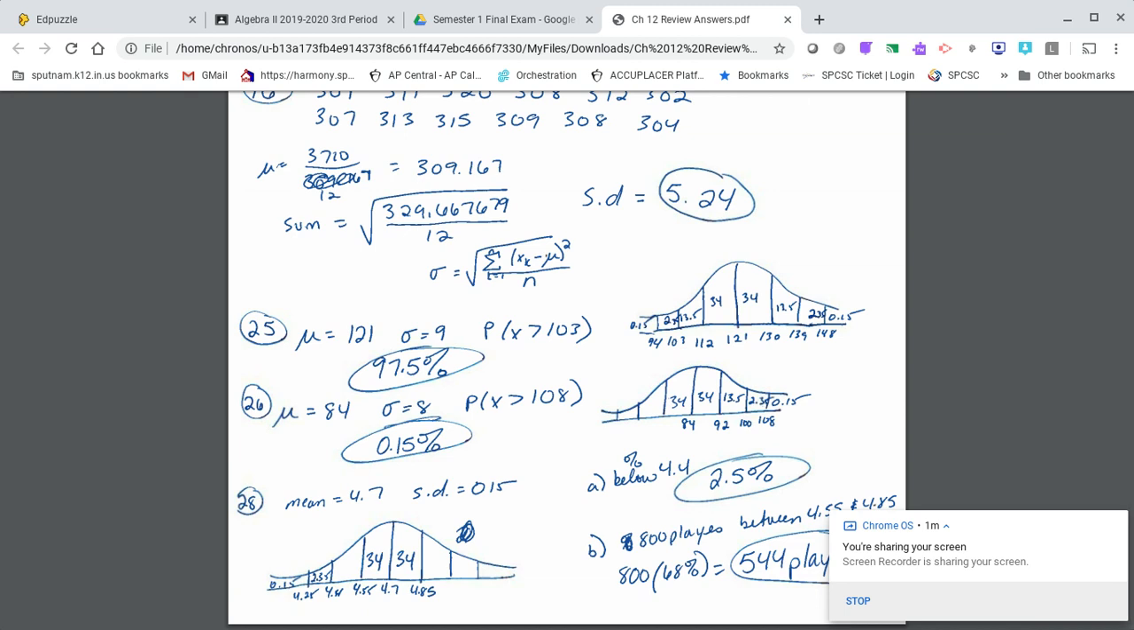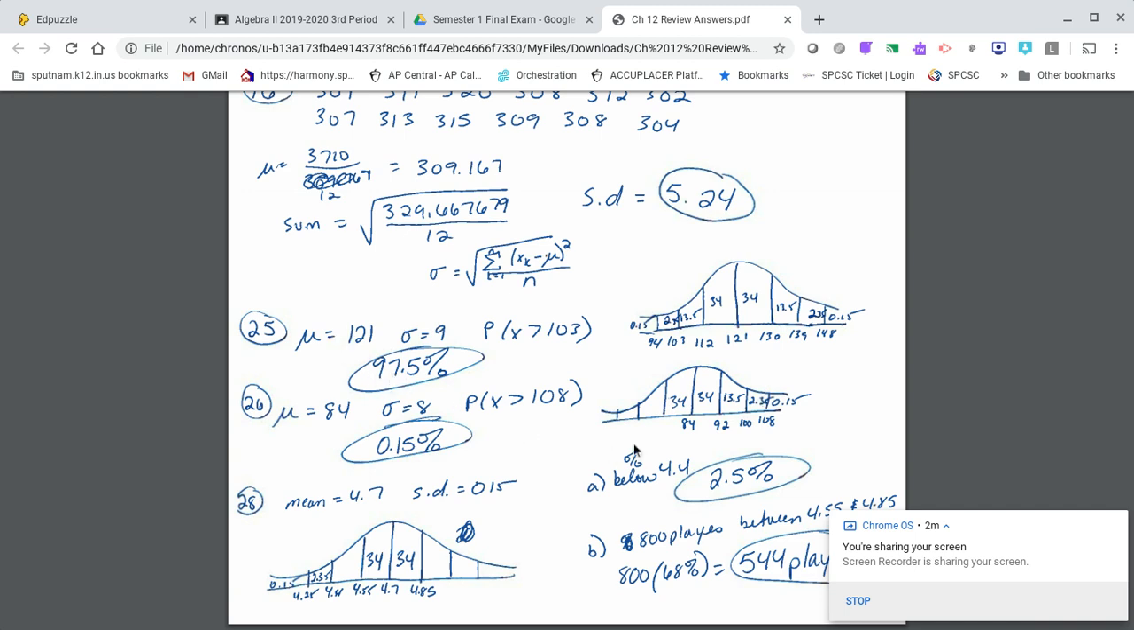25, 26, and 28 were about normal distribution. So again, if you maybe forget the percentages that go in a normal distribution, you could do that. But when they give you the mean and the standard deviation, you just fill out your chart and then you answer the question. It says, when will there be more than 103? Well, I just look at here, 103, and I added up all these to say almost all of them.